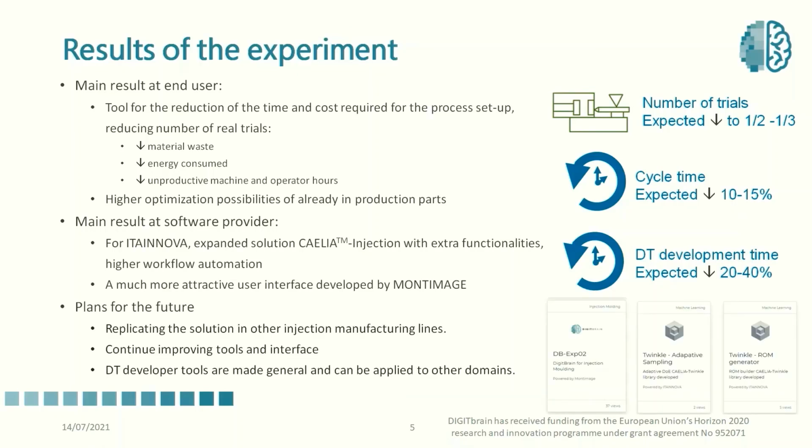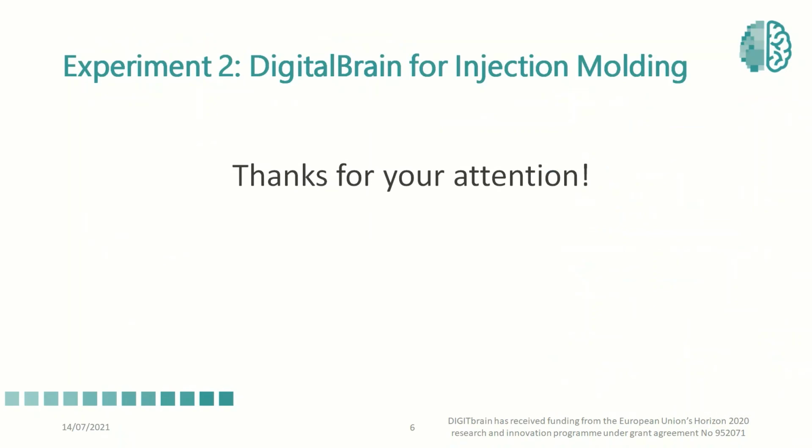The plans for the future are basically to start replicating the solution in other injection manufacturing lines and continue improving tools. The digital twin development tools have been conceived in a general way and could be applied to other domains. ITAINNOVA will continue extending these software components inside the platform. That's all from Experiment 2.